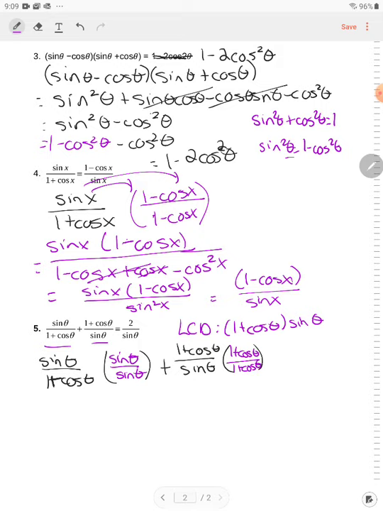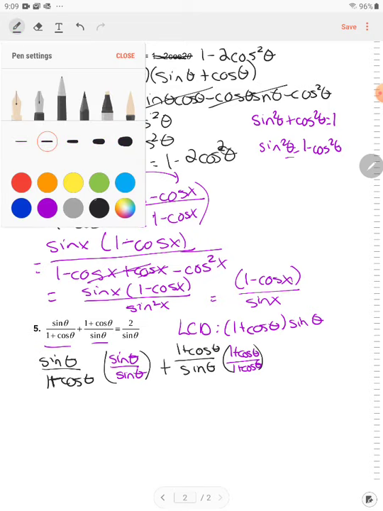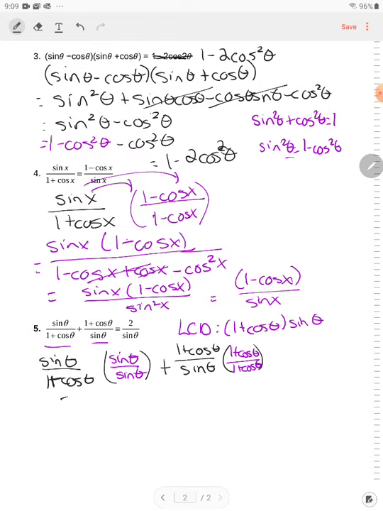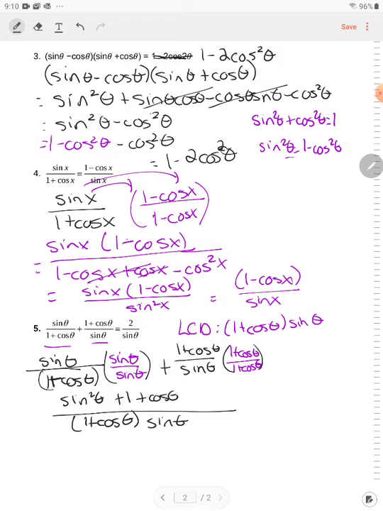Okay, so the numerator becomes sine squared, because sine times sine is sine squared. So we now have sine squared of theta. Should put that binomial in parentheses there. We're going to have a common denominator, 1 plus cosine of theta times sine of theta. So again, I'm going to FOIL the numerator. 1 times 1 is 1, so plus 1 plus cosine theta plus cosine theta plus cosine squared of theta.